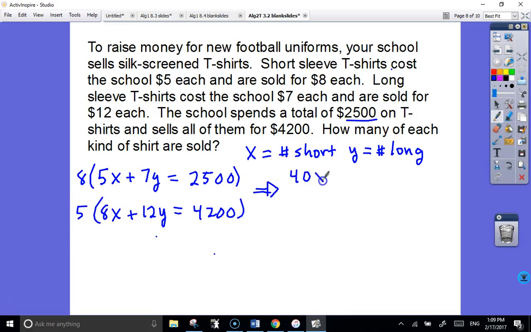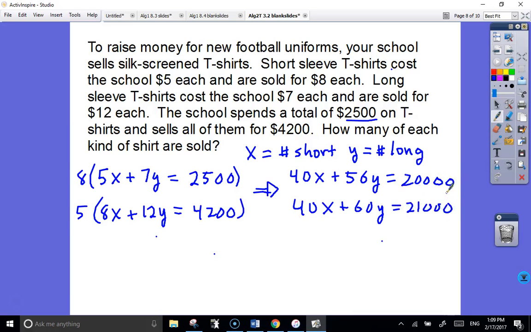40x plus 56y equals 2,000. And 40x plus 60y equals 21,000. It was 20,000, wasn't it? Yeah, that should have been 20,000. This should be 21,000.